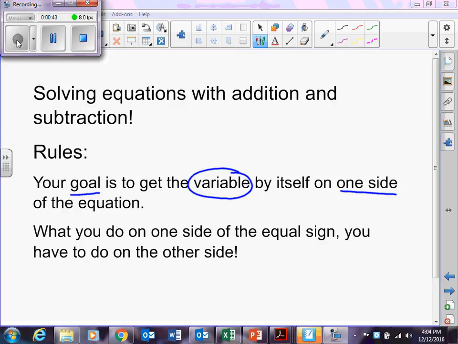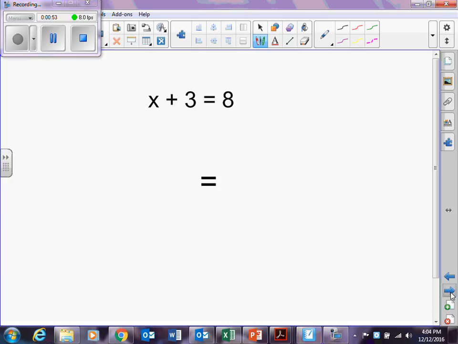You should think of an equation as a scale. They're equal, they're the same thing, so they weigh the same. So we don't want our scale to tip to one side. It needs to stay balanced. So we're going to start with an example. X plus 3 equals 8. Now many of you might already know the answer, but we're going to walk through this step by step.